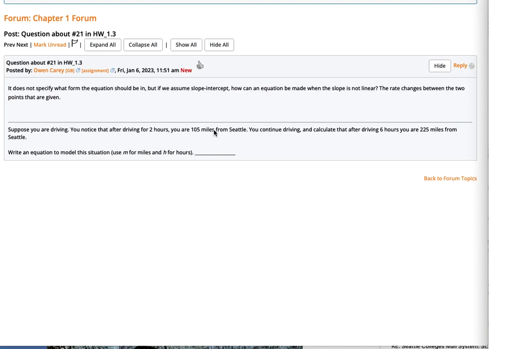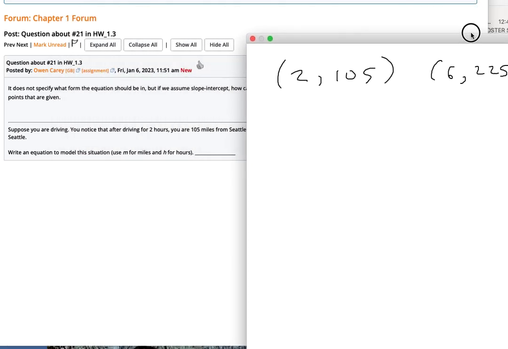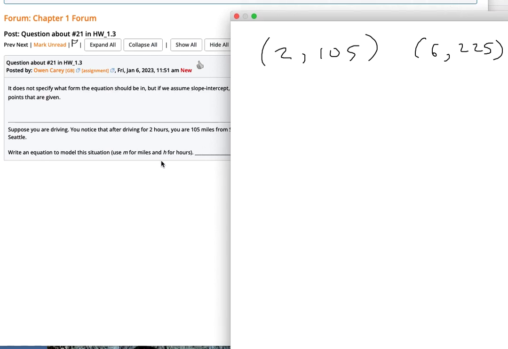So at 2 hours, we're 105 miles. And then at 6 hours, we are 225 miles. So that's the information we have, and we're supposed to use M and H. Okay, so we got hours and miles, hours and miles.